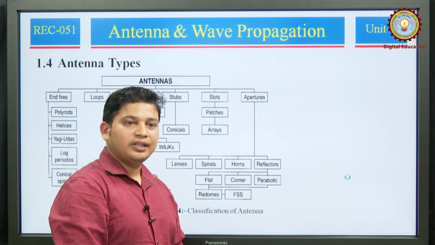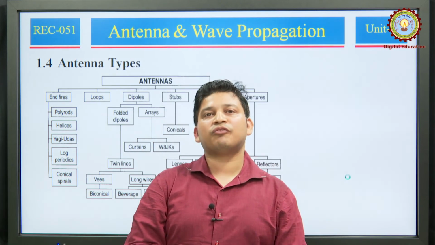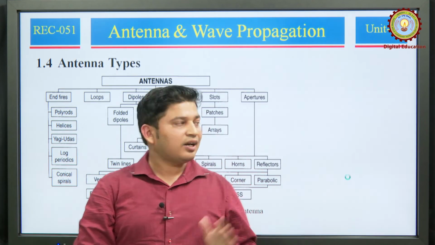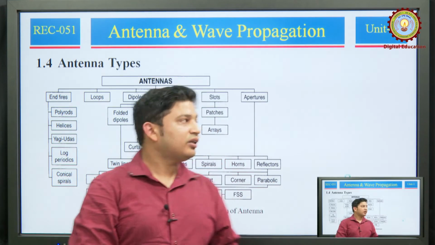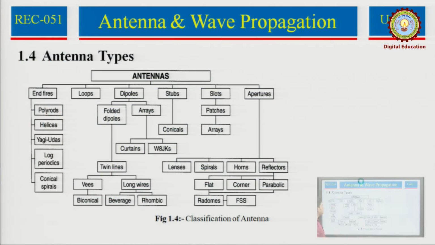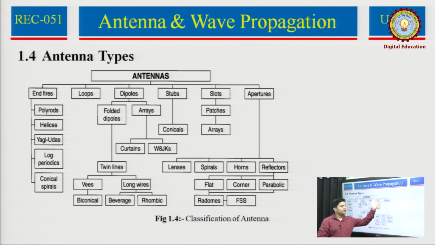Next, the last topic of this lecture, the types of antenna. As we earlier stated, the wire antenna is a class of dipole antenna. There are different types of antenna, if you see that: end fire, loop, dipole, stub, slots, apertures.